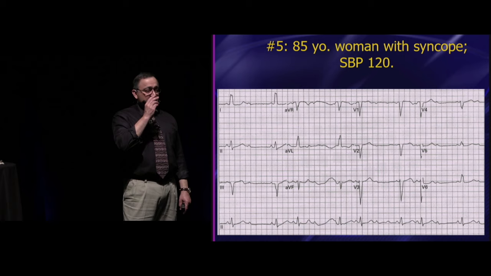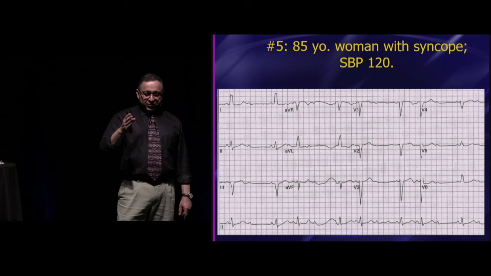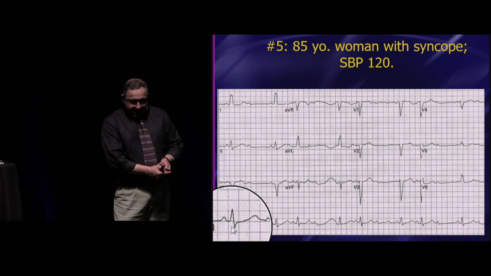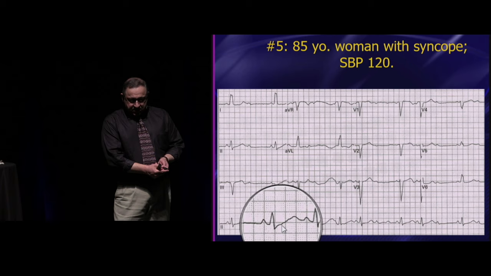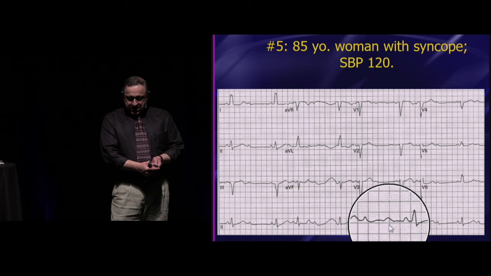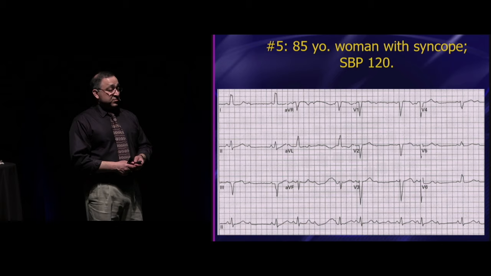So, once again, we're dealing with a question about Mobitz 1, Mobitz 2, or third degree. Just look at the PRs. All right. So, let me help you with that. So that PR, I think I heard the answer already. So that PR looks the same as that, which is the same as that, which is the same as that. And then that's the same, and that's the same. So the PRs are all staying constant, and that means that this is a Mobitz 2, all right?